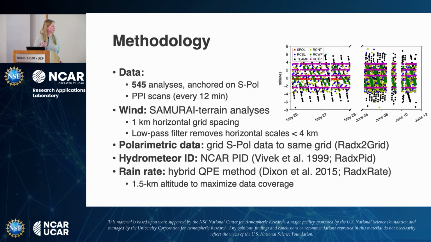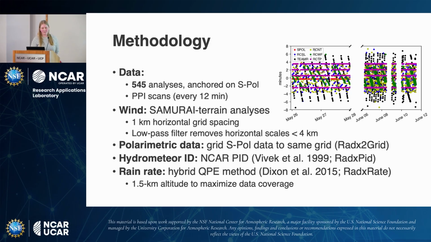Again, that was with the additions that Tingyu did. We had a 1 kilometer horizontal grid spacing, but there is a low pass filter in Samurai that removes horizontal scales below about 4 kilometers. In terms of the polarimetric data, we gridded S-pole's polarimetric data to the same grid as Samurai. I was using a Radix grid.